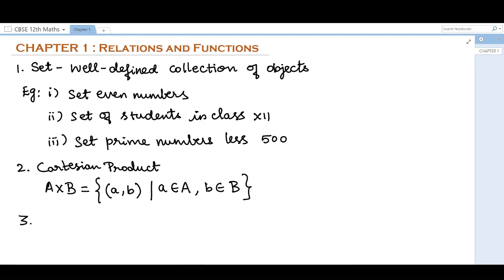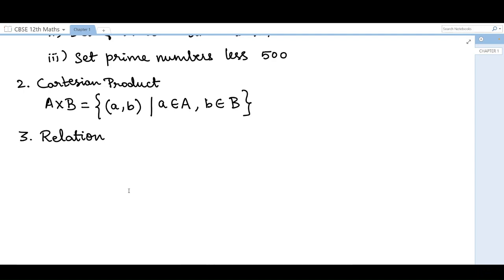The next one is relation. A relation is said to be a subset of the Cartesian product, because only the ordered pairs which satisfy the condition given will be included in the relation. So a relation is considered to be a subset of A cross B.